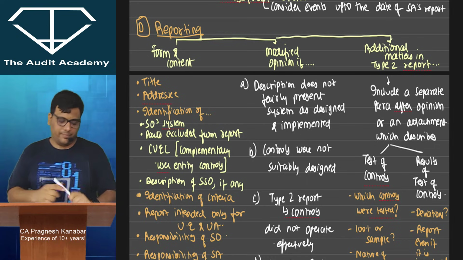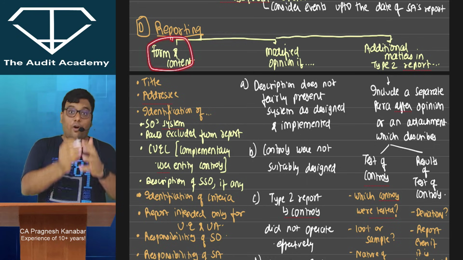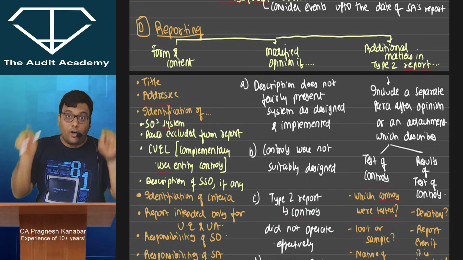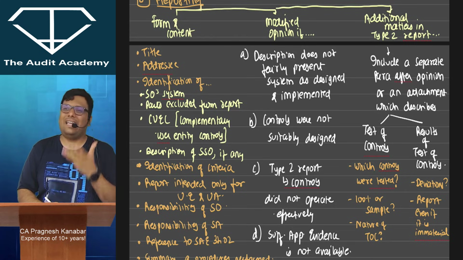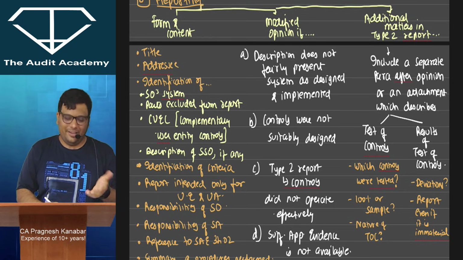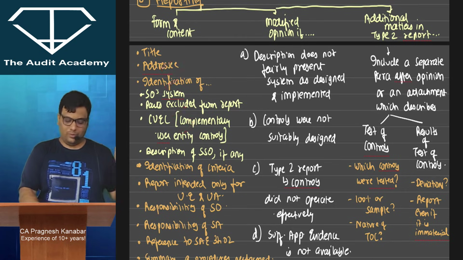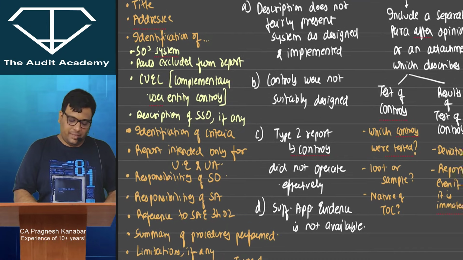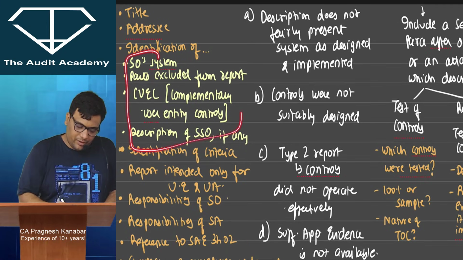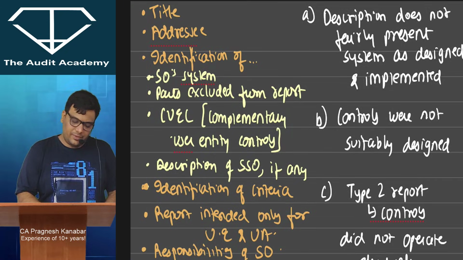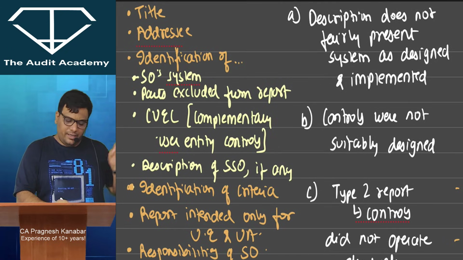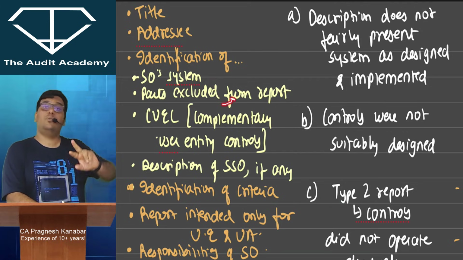Then what will be the form and content of the report? The format of the report: what is the title, the introduction. I have just written it over here so that you don't have to go to the module and see it. Look, this will be the introductory paragraph. There are some words which I'll explain. In the report, you will include the service organization system: which system you have audited, which system you have not audited.